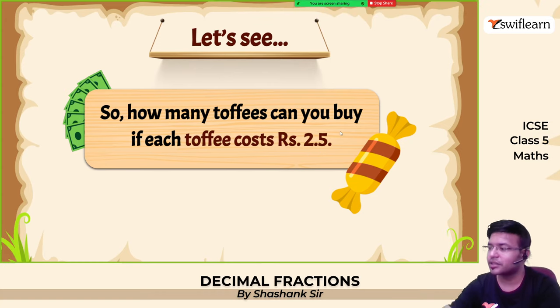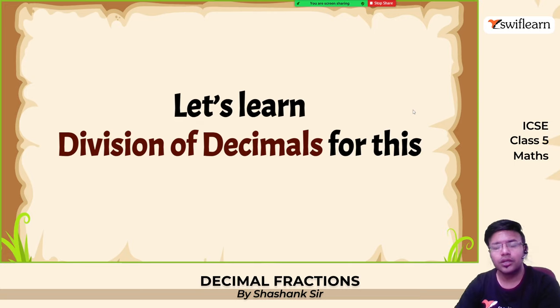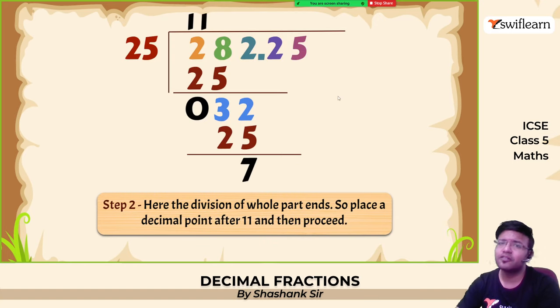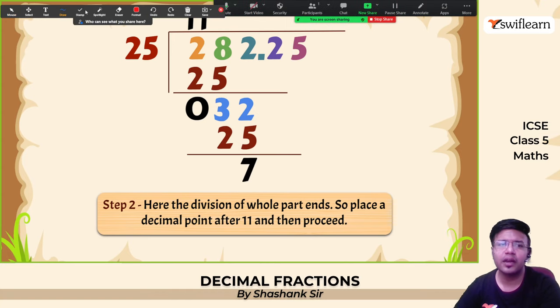So in this case, what do you need to do? You have 15 rupees, each toffee costs 2.5. So here you need to do division. So let's learn division of decimals. For example, let's take this example, 282.25 divided by 25. How to do this? Let's divide 282.25 by 25. Let me show you this.